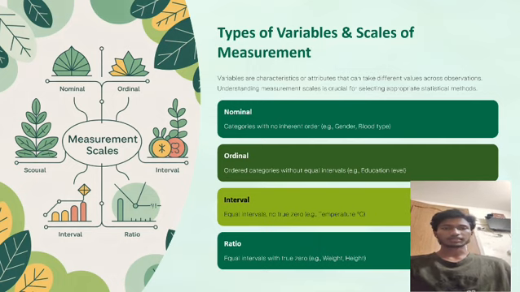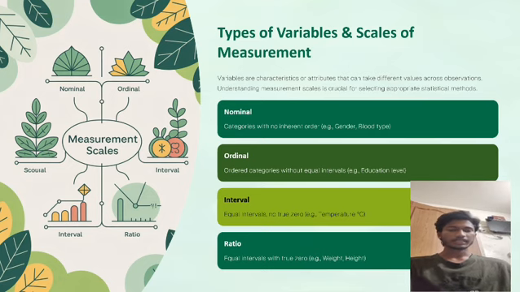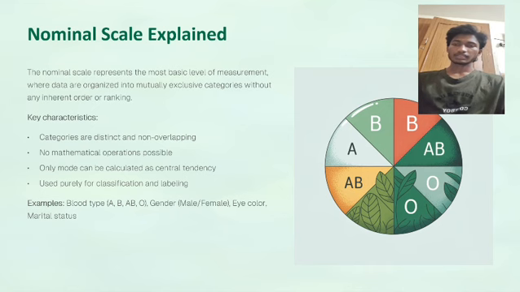Example: gender, blood group. Ordinal: order to categorize without equal intervals. Example: educational level. Interval: equal intervals, no true zero. Example: temperature. Ratio: equal intervals with a true zero. Example: weight and height. Nominal scale explained.